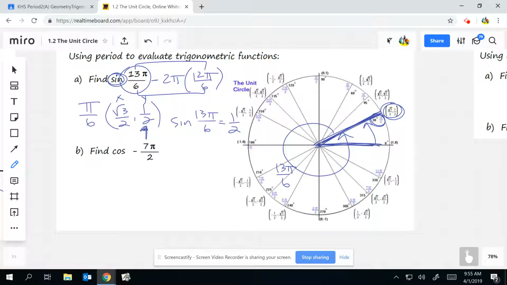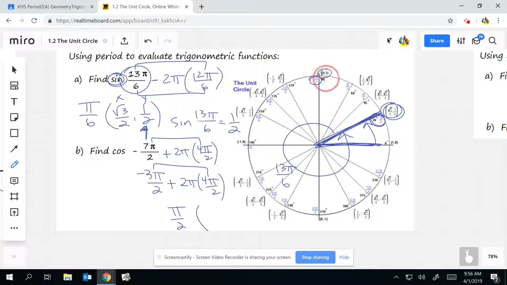Negative 7 pi over 2, you're going to want to add 2 pi, which is 4 pi over 2. So that's going to give you negative 3 pi over 2. I would add another 4 pi over 2, another 2 pi. And when you combine those two, you're going to get a positive pi over 2. That one is way up here at the top, which is the 0, 1.